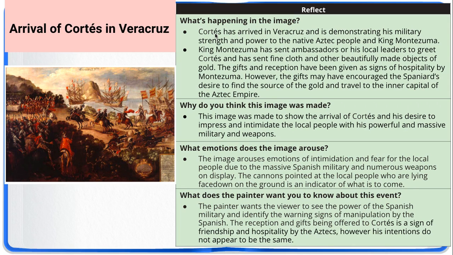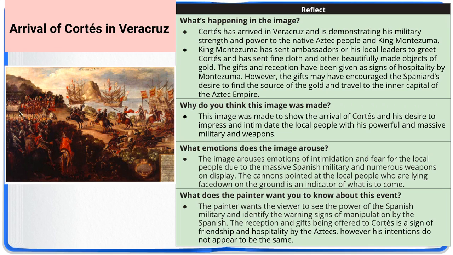Well, we know that Cortés has arrived in Veracruz and is demonstrating his military strength and power to the native Aztec people and the king, King Montezuma. We know this because of the large number of soldiers and weapons and cannons and even boats that we see in this image. It really is overtaking the image. King Montezuma has also sent ambassadors or other local leaders to greet Cortés and his crew.